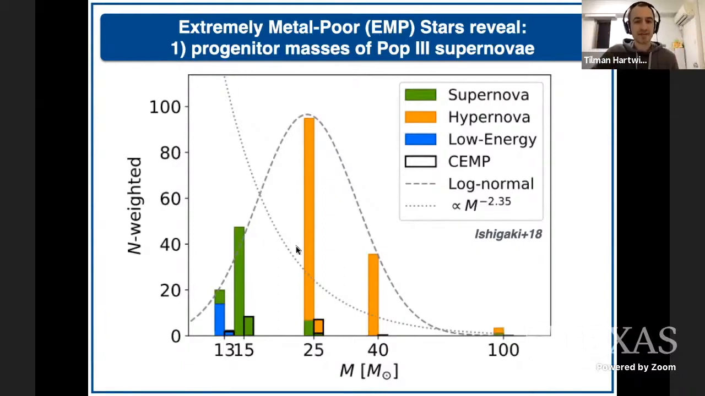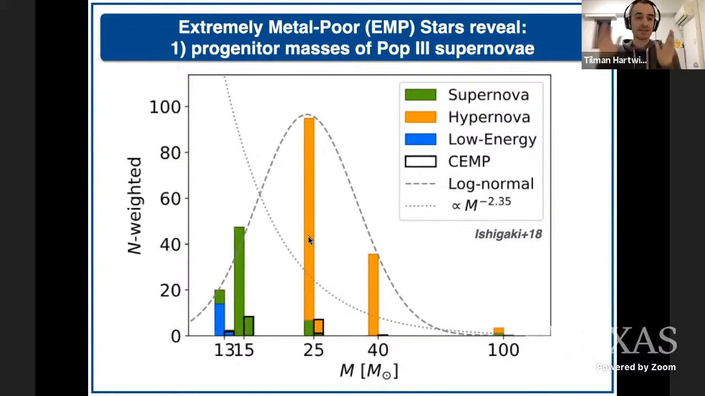And this, what we see here, is a study by Miho Ishigaki. And what she did is she took a sample of around 200 extremely metal-poor stars and did exactly this matching of progenitor supernovae. And what she finds is this distribution. The different colors are different explosion energies. And it roughly clusters around progenitor masses of 25.